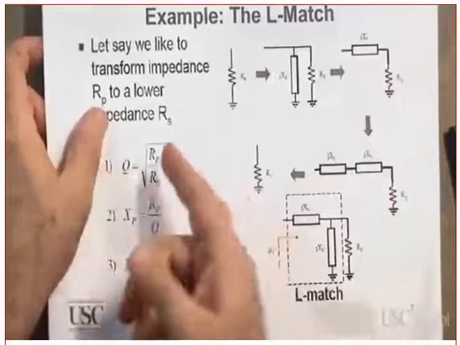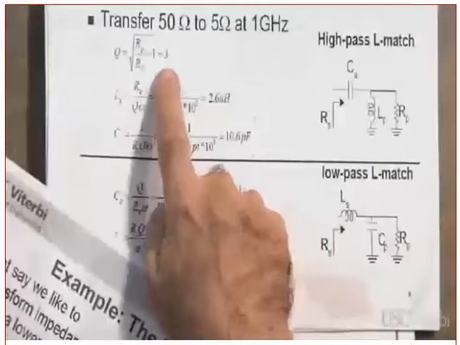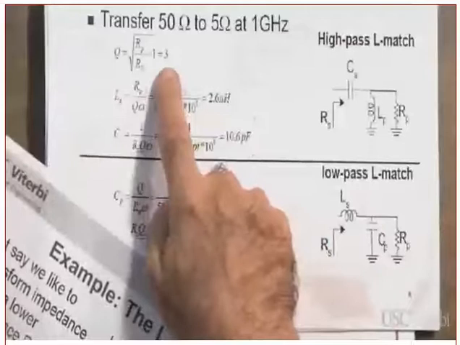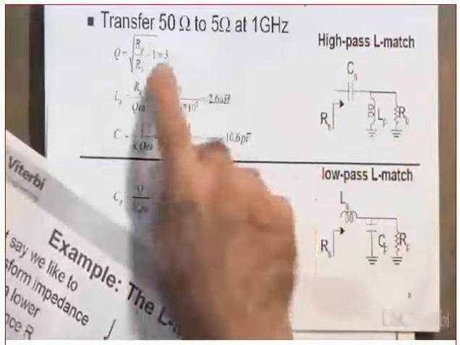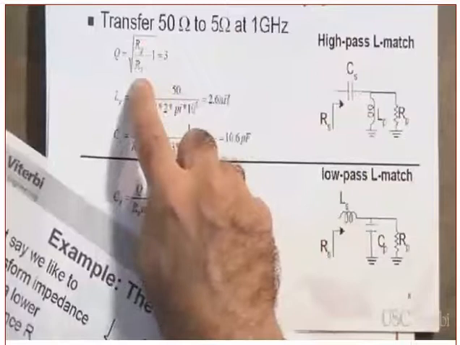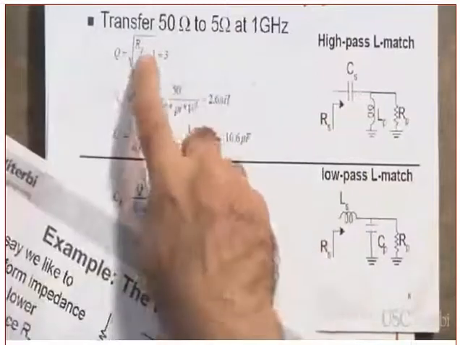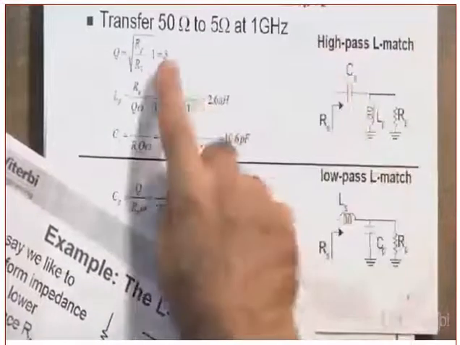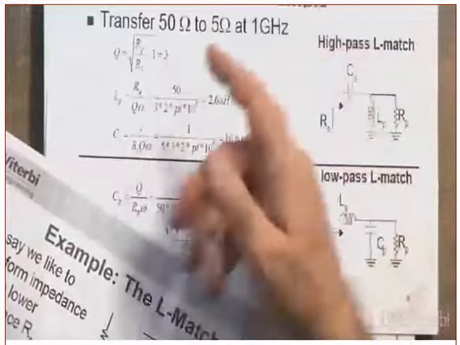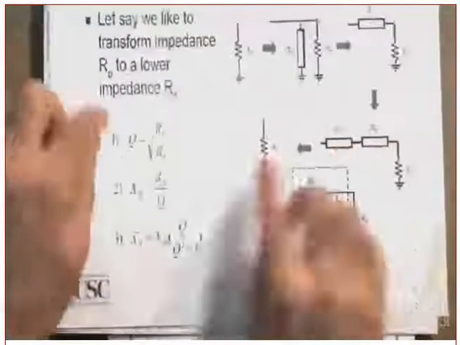What is the Q in this case? In this example, the Q is roughly 3. Is it roughly 3? No, it's exactly 3. I'm sorry. Why? 50 over 5 minus 1, square root, is 3. Is that a high Q or a low Q? This is a relatively low Q, and you have no control over it.